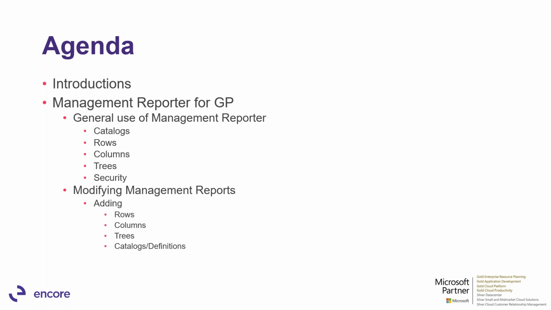So the building blocks are fairly straightforward. There's a catalog, or what they now call a row definition. The catalog is an old term from people who used to use FRX, but it is a report definition. It's where you link together your rows, your columns, and your trees.